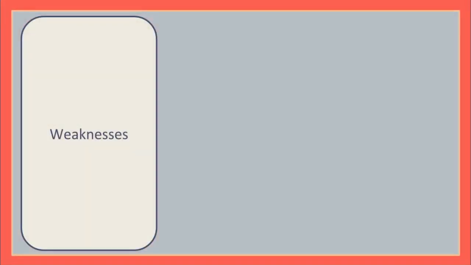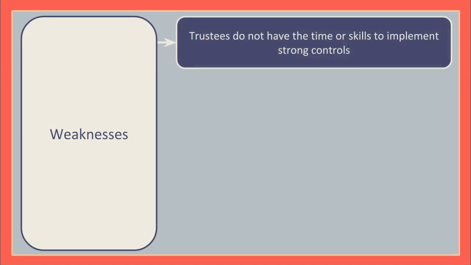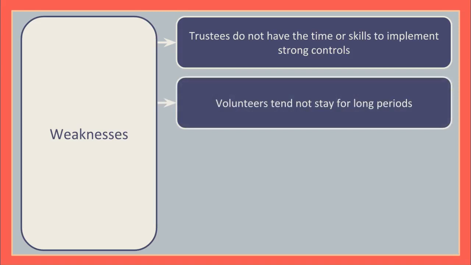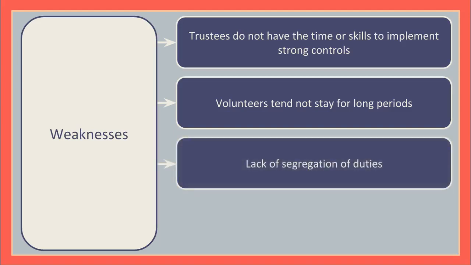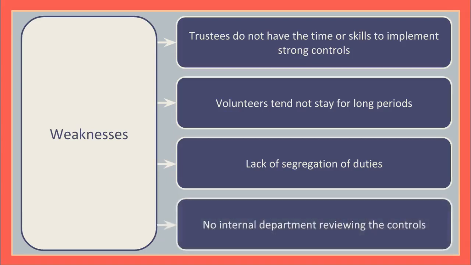So to conclude, 4 weaknesses in the control environment would be: trustees do not have the time or skills to implement strong controls. Volunteers tend not to stay for long periods, causing mistakes in handovers and a lack of explanations for the auditor. There is a lack of segregation of duties, and there is no internal audit department reviewing those controls.